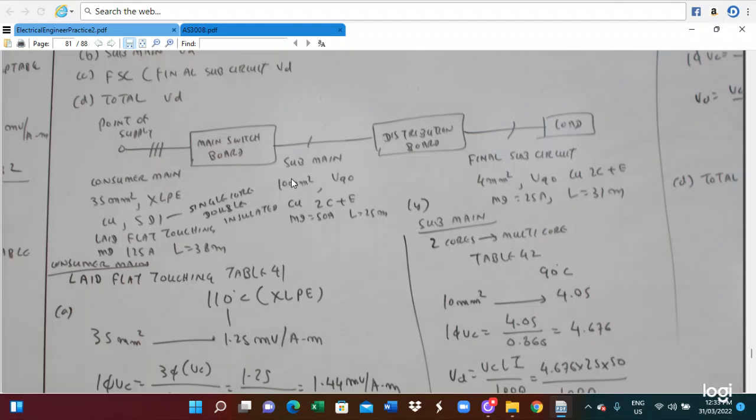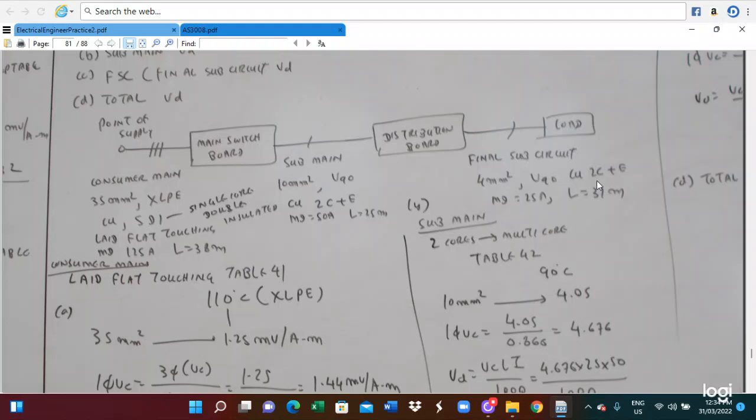And sub main, the wire size is 10 millimeter square V90 wire, and this is copper. Also the maximum demand is 50 ampere. Length is 25 meter. And final circuit given size 4 millimeter square V90. So this is the copper wire. The 2C plus E means the 2 cores and the earth wire. 2 core means this is the sub main single phase system.